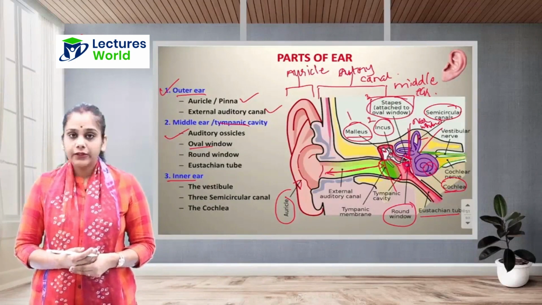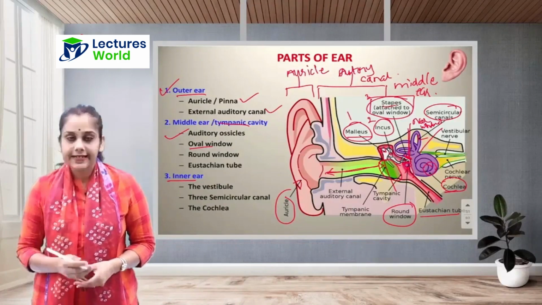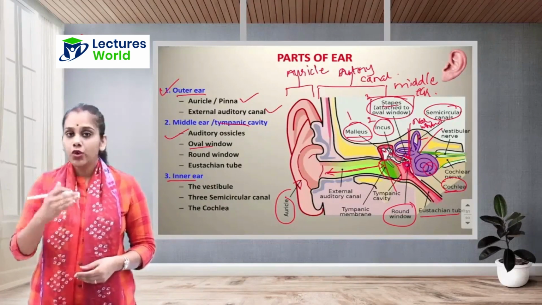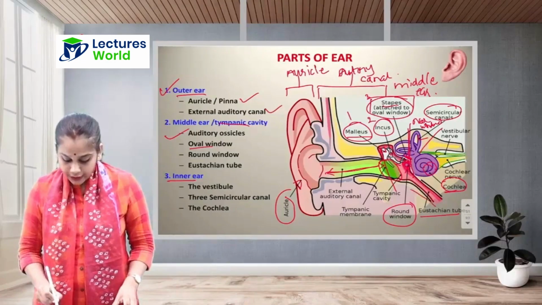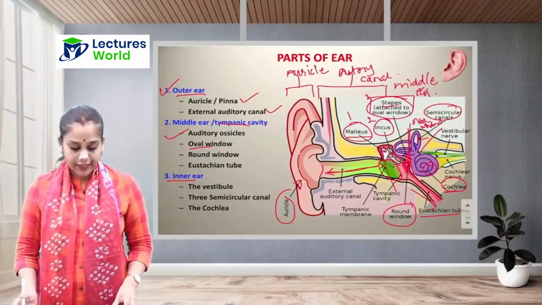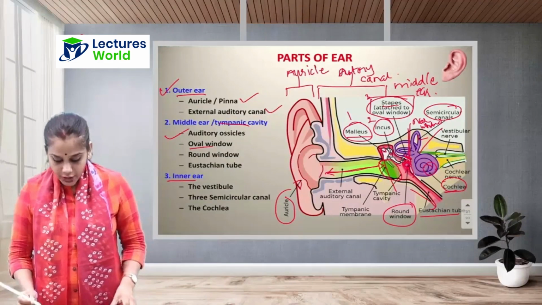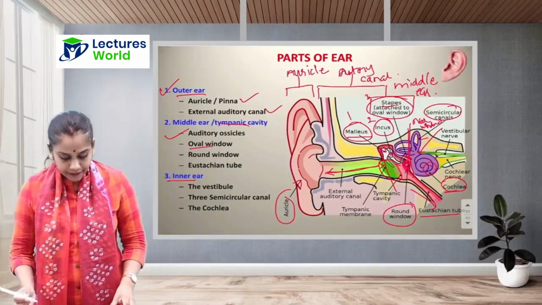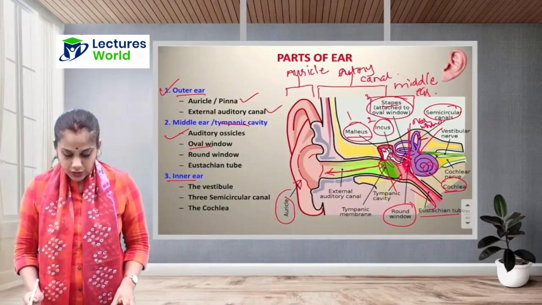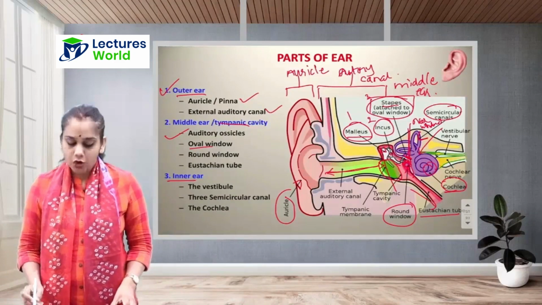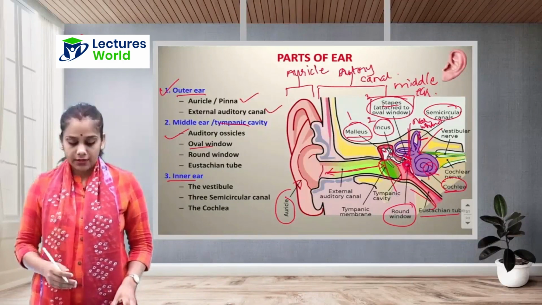Then the oval window and the round window. The oval window is attached to the last bone, that is the stapes. Then below the oval window there is the round window and the Eustachian tube, which goes into the throat, into the pharynx. Then the inner ear contains the vestibule. See, this is the vestibule. Then the three semicircular canals. See, these are the semicircular canals. And the last one is the cochlea. See, this is the cochlea, in the snail shape.